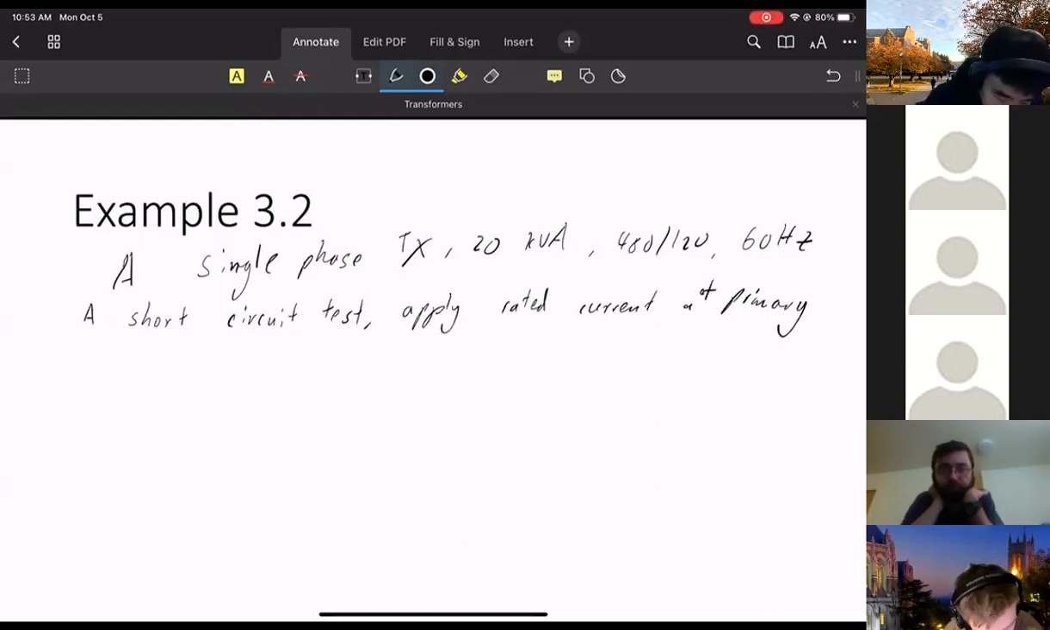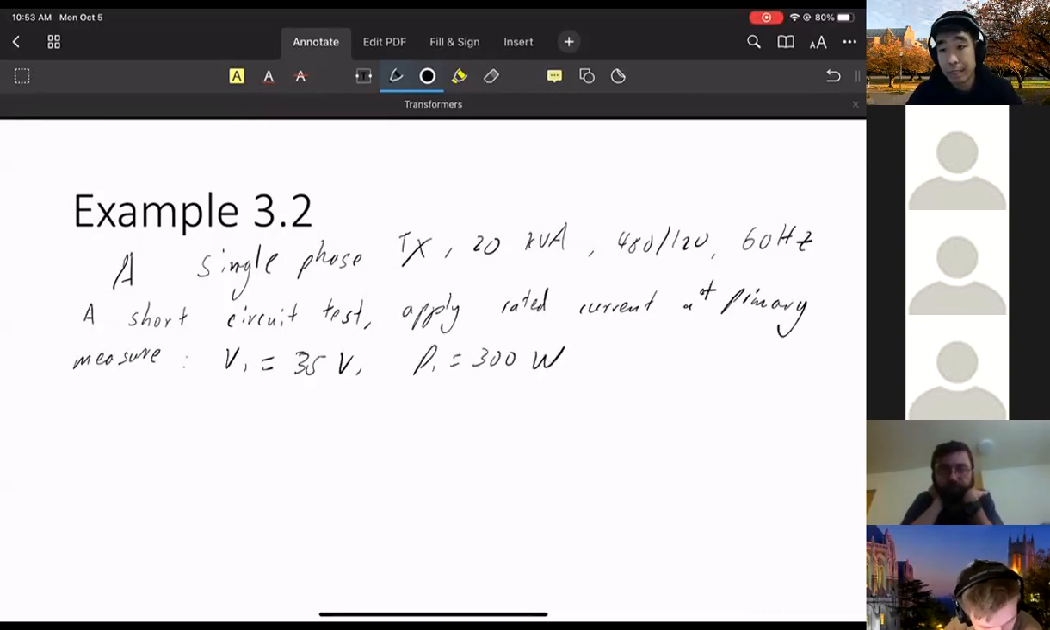Then what I observe is we measure V1 is 35 volts. P1 is 300 watts. Okay, so this is our result when we do a short circuit test. Now let's do an open circuit test.